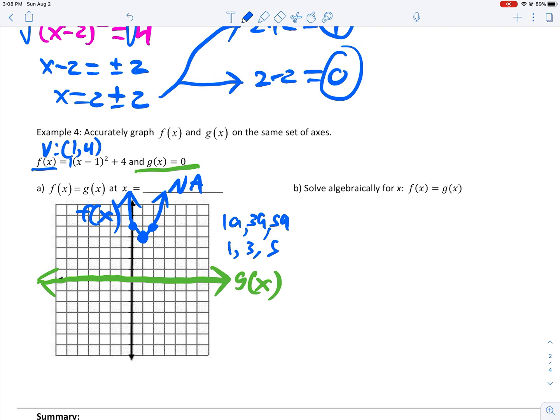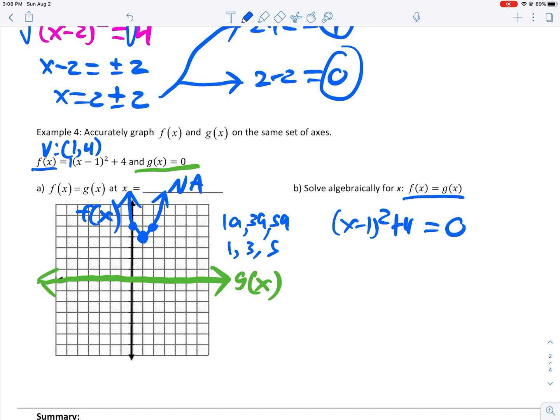So that means algebraically when I go to solve this, I shouldn't get a solution. So I'm probably going to get imaginary solutions. There shouldn't be a real solution, because if there was a real solution, the blue and the green graph would intersect, and they don't. So we're going to solve it algebraically and make sure we get that correct answer.